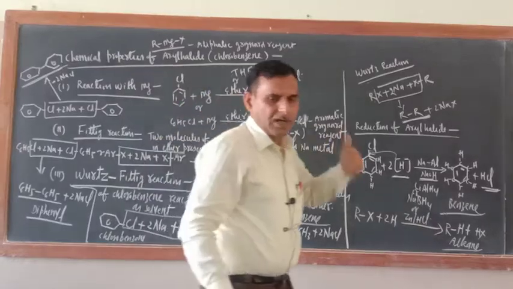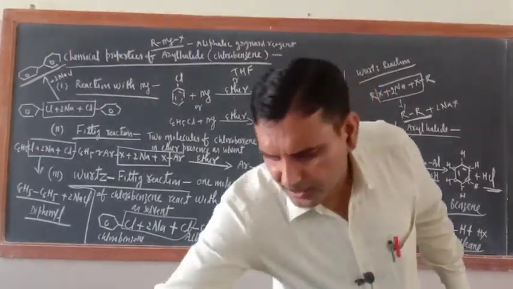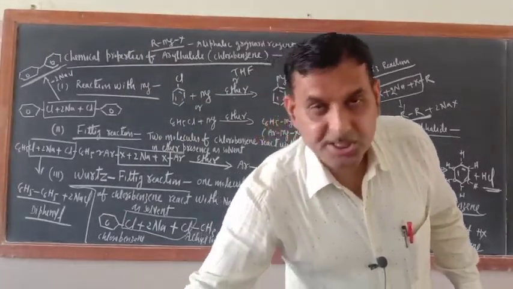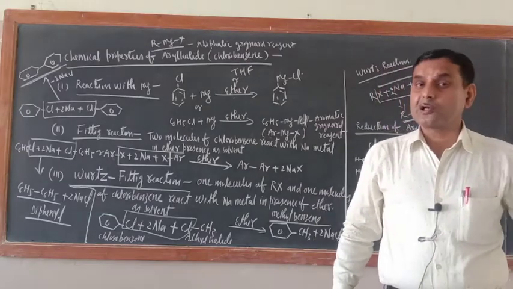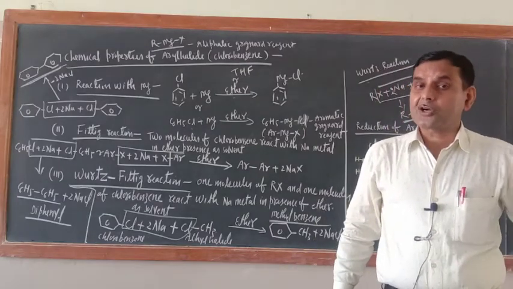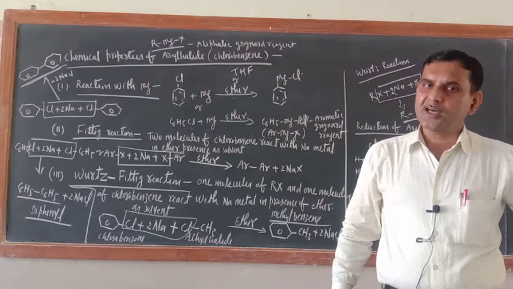Okay, now electrophilic substitution reaction in chlorobenzene. So just see, nucleophilic substitution reaction takes place in chlorobenzene when electron withdrawing groups are present in the ring.